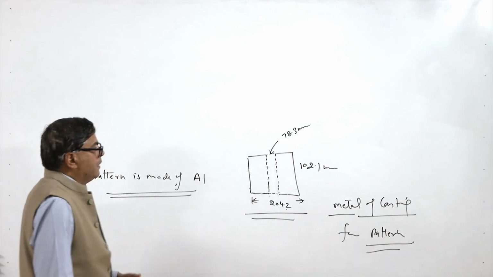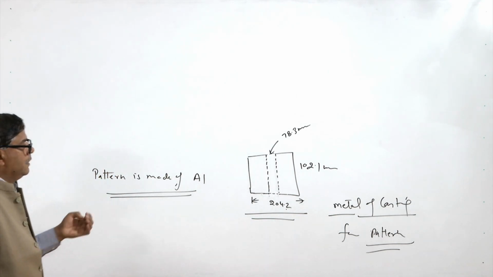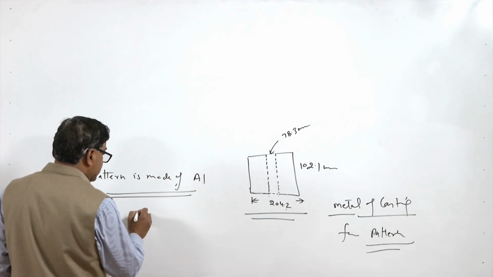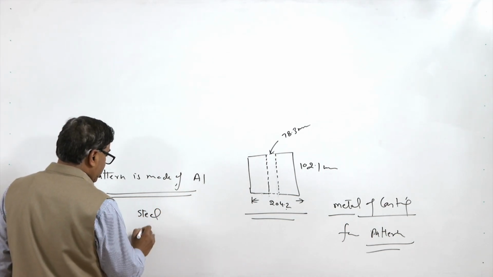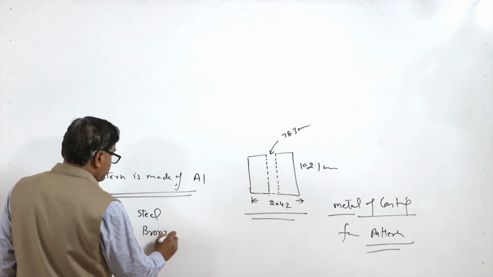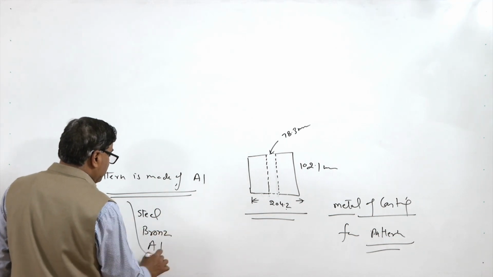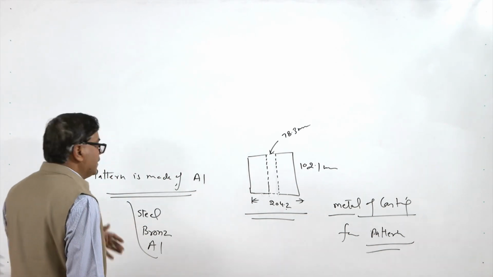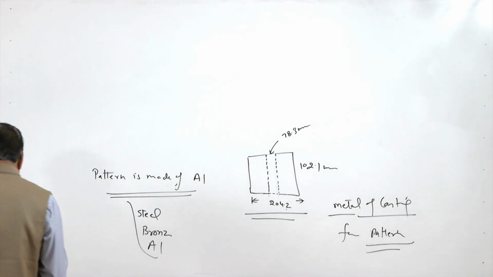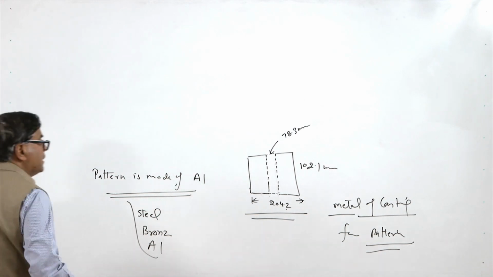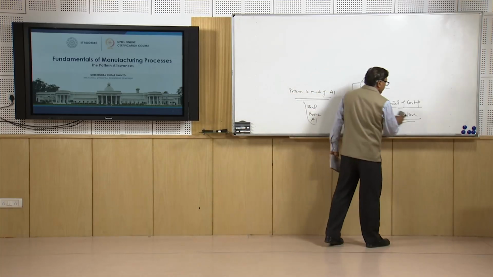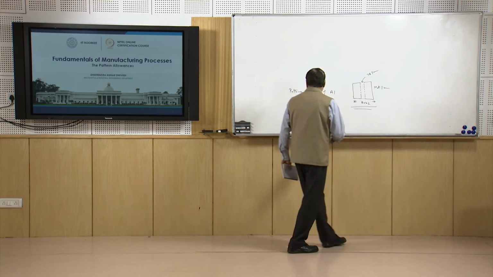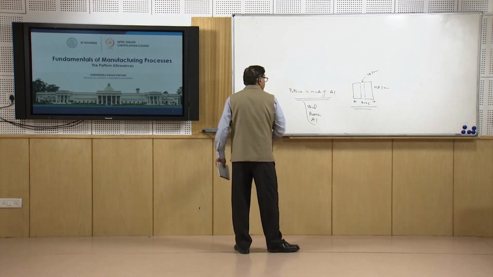itself is to be made of the metal, so metal we can use for making the pattern of the different size. It can be of the steel, it can be of the bronze, it can be aluminum. So any metal can be used. So depending upon the type of metal to be used for making the pattern, that is what will be considered for calculating the shrinkage allowance. So according to the type of the metal, the shrinkage allowance will be calculated.